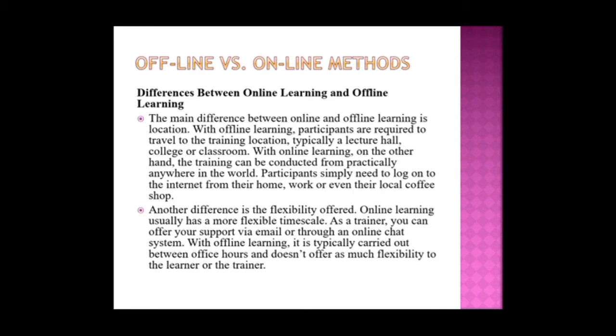The main difference between online and offline learning is location, right? In offline learning you are in a classroom at a particular education institution, attending direct classes. In online classes you can attend from home, even when you are doing some job, through online mode, right? With offline learning, participants are required to travel to the training location, typically a lecture hall, college or classroom, right?